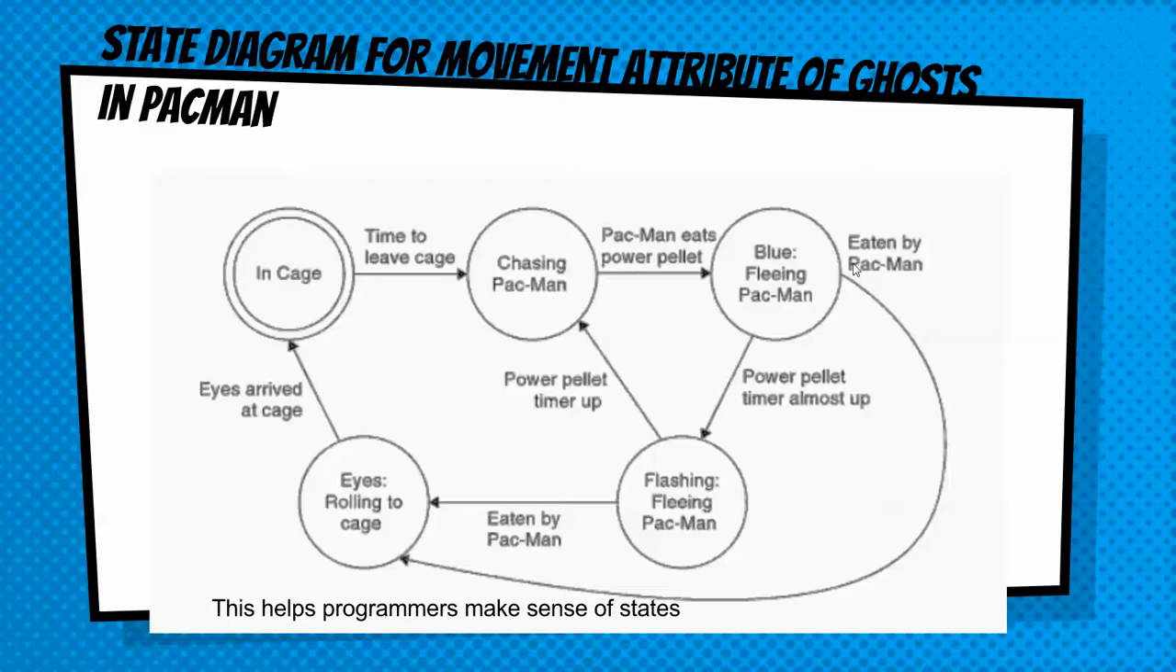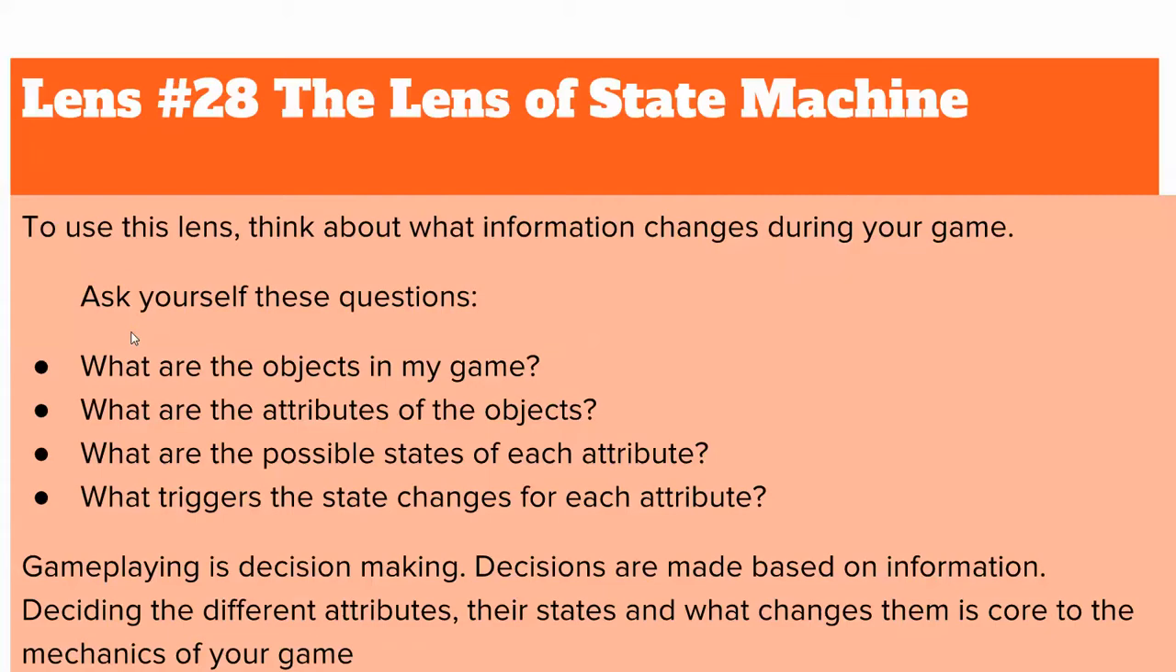If he's eaten by Pac-Man, he goes back to eyes rolling towards the cage. Or if the power pellet timer is almost up, he's flashing. He's still running away from Pac-Man. If the power pellet timer is up, he goes back to chasing Pac-Man, and so on and so forth. So you can make sense of all the different states that ghost is going to have.